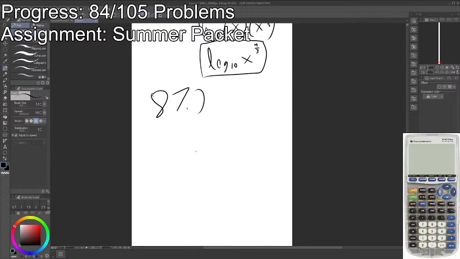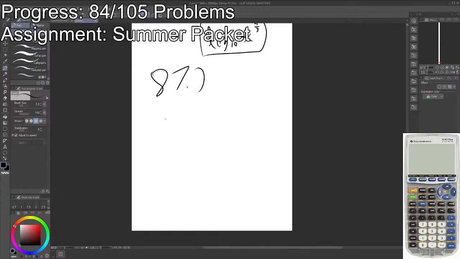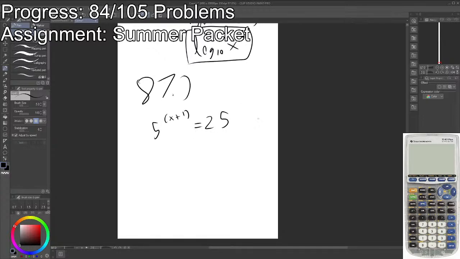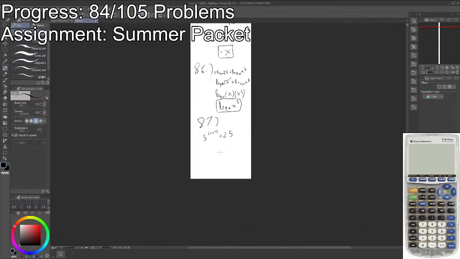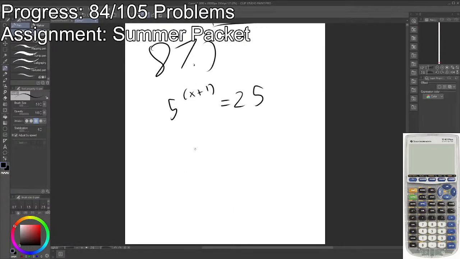Solve for x. 5x plus 1 equals 25. Alright, we're already at the end of this. Oh. Okay. Well, x would have to be 4. It wants you to. Okay, well, I'll do it with logs, I guess. So move that out front. Or no, you don't even have to.